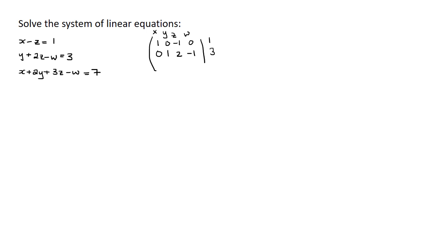And in my final row, I have the coefficient of x is 1, the coefficient of y is 2, the coefficient of z is 3, and the coefficient of w is -1. And x plus 2y plus 3z minus w is equal to 7.